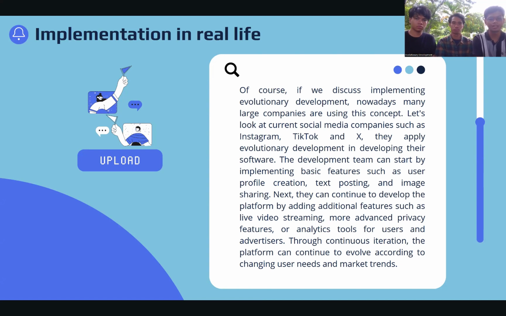The development team can start by implementing basic features such as user profile creation, text posting, and image sharing. And then next, they can continue to develop the platform by adding additional features such as live video streaming, and more advanced features, maybe privacy features or analytics tools for users and advertisers. Through continuous iteration, the platform can continue to evolve according to changing user needs and market trends.